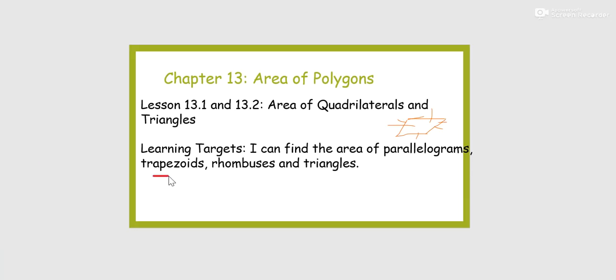A trapezoid is shorter on the top or the bottom. It doesn't matter. One side is longer than the other. And then it goes like this. Horrible drawing of a trapezoid, but you guys get the picture. That is our trapezoid. Then a rhombus kind of looks like a diamond, I think. And then we have a triangle. And there's many different types of triangles. But we also have our triangles. And these are a few of our shapes or polygons we will be talking about today.